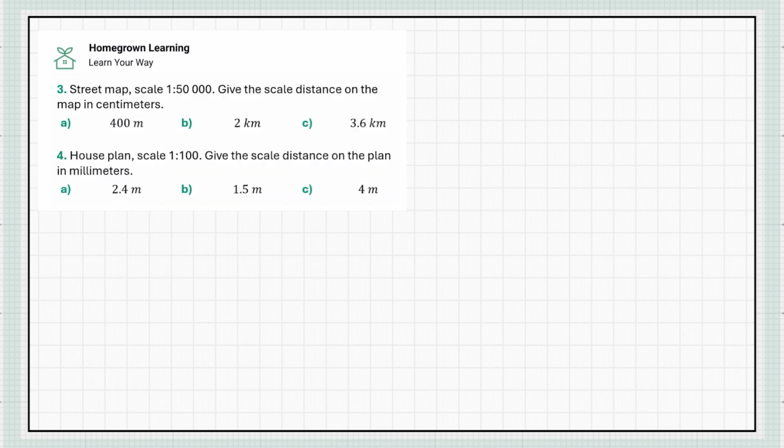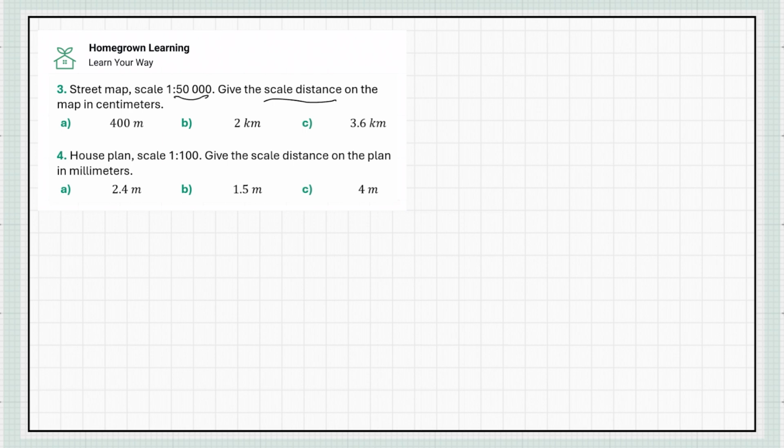Alright, welcome back. Now we're going to be looking at how to determine the scale distance. The scale distance is when we have the actual distance and we divide it by our scale factor. Once we do that, we end up with our scaled amount, or what it would look like if we had a map instead of a one-to-one representation of an actual landmass.